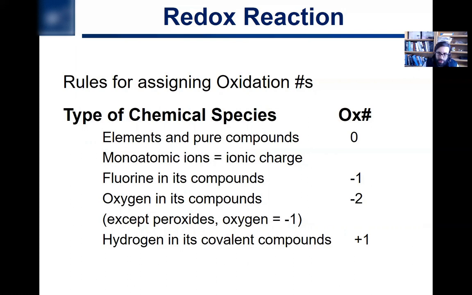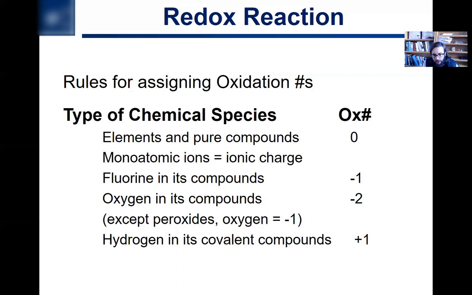Elements in pure form are going to get an oxidation state of 0. Monoatomic ions, it's going to equal their ionic charge. Fluorine in all of its compounds is always going to be -1, except when it's an element. It's not a compound then, it'll be 0. Oxygen in most of its compounds is going to be -2. Where does this come from, right? Because oxygen wants to become like neon, fluorine wants to become like neon. Except for peroxides, where oxygen is -1.